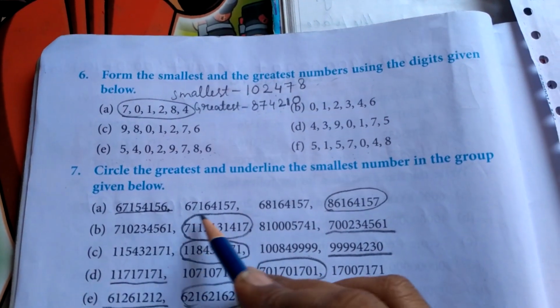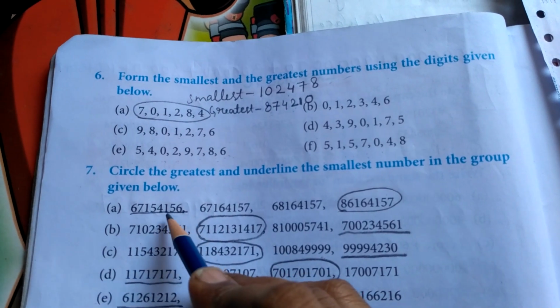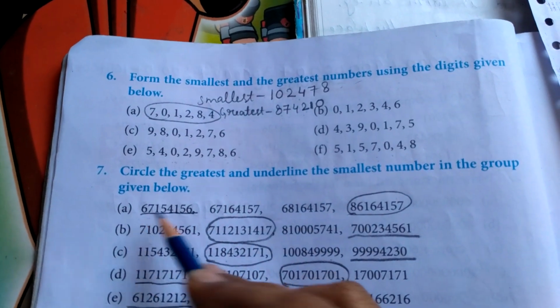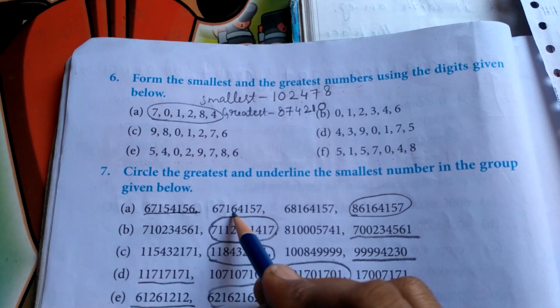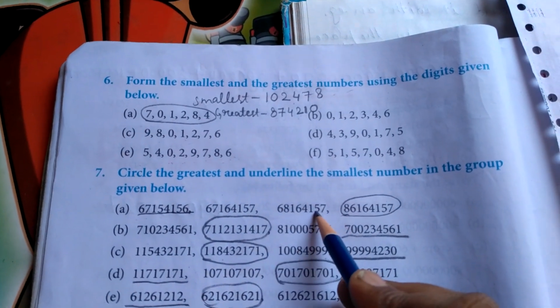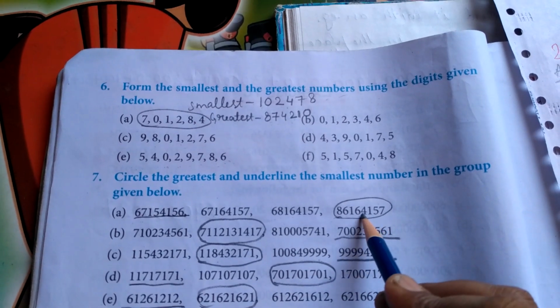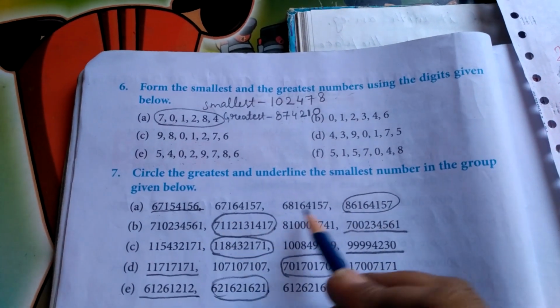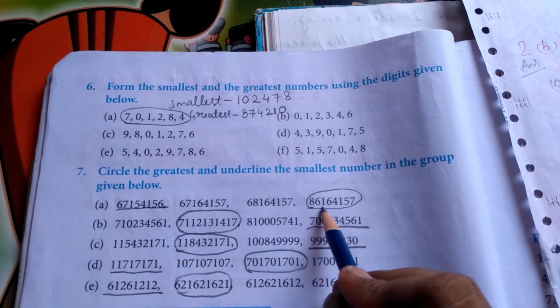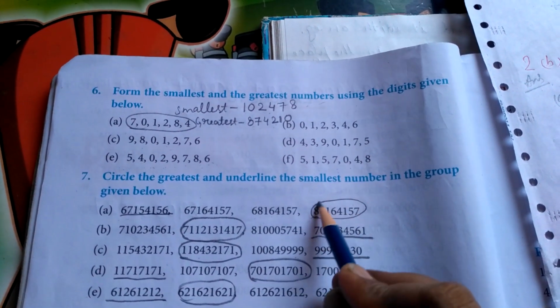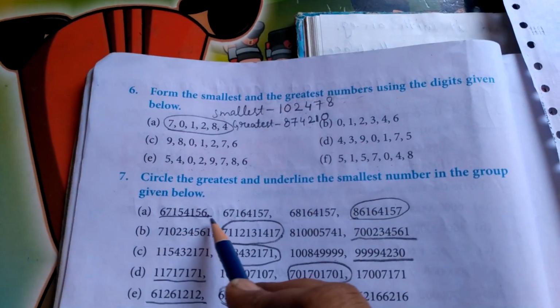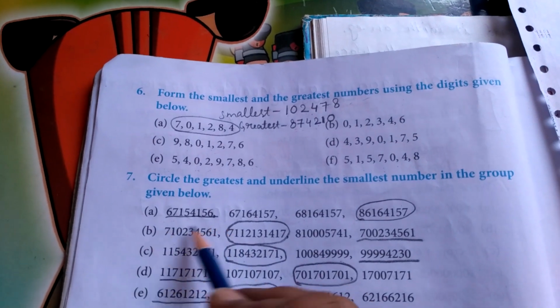All the numbers are of equal digits. 1, 2, 3, 4, 5, 6, 7, 8. So all the numbers are of 8 digits and it is the largest number, greatest number. So I have circled it, and this is the smallest. So I have underlined it.